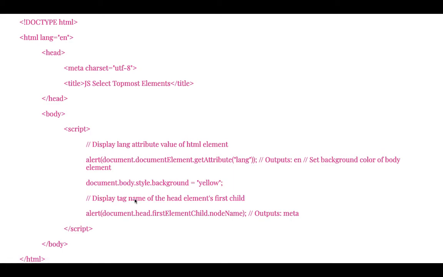To display the tag name of the head element's first child, you say document.head.firstElementChild.nodeName, and it's going to output the first element that is inside our head element. That's the first child of the head element. Notice that we are using alert to output these values. So when you run this, you get a pop-up on your browser.